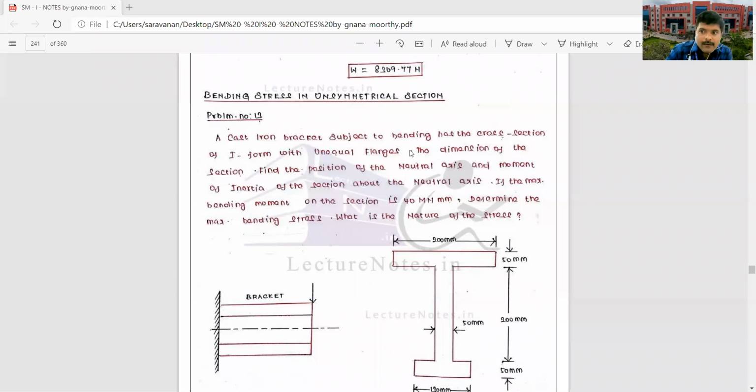So we have seen the problems on bending stresses in symmetrical sections. Now we can see the problems on bending stresses in unsymmetrical sections. You can see problem number 30.